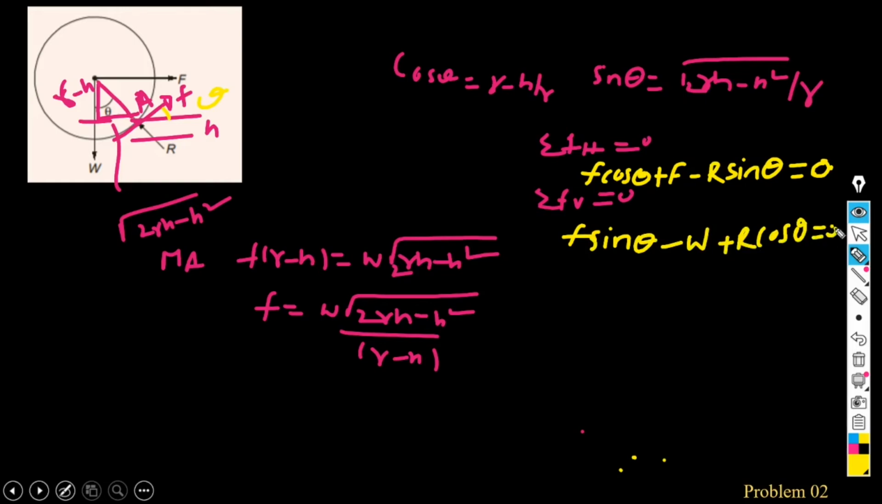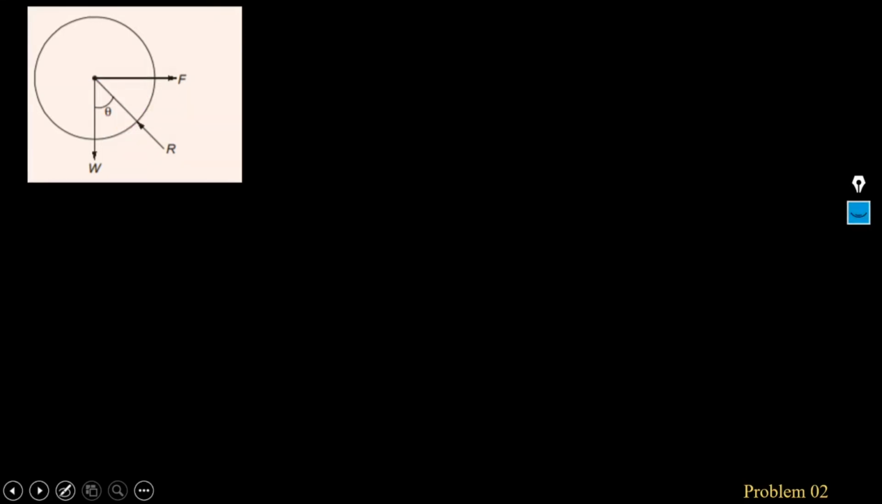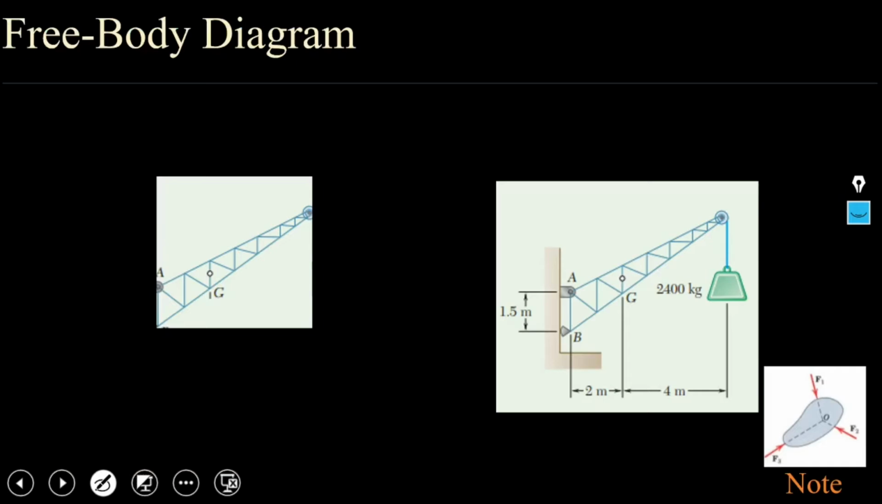Then equation number 1 multiplied by sin theta and equation number 2 multiplied by cos theta, is equal to 0. Then by substituting cos theta and sin theta, we get friction force is equal to 0. Let's go back to the options. Then option B is my right answer in this case.